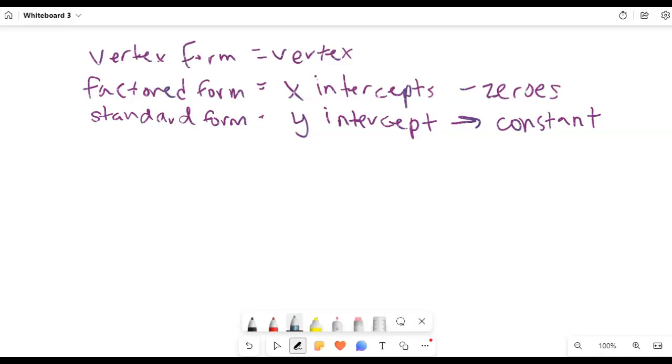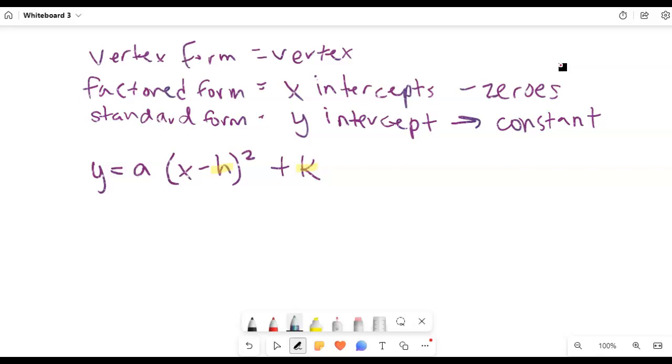So vertex form is written as y equals a times (x minus h) squared plus k. Again, if you go ahead and multiply this through, it's going to equal the same thing as standard form or factored form, but it is to show us that the vertex is (h, k). Now remember that the equation has a negative in it, right? This negative right here is part of the equation. So the h, if it says minus 2, is actually going to be 2, right?